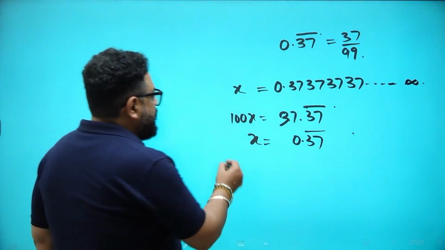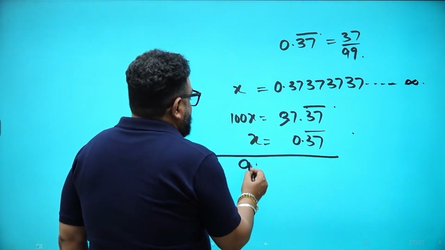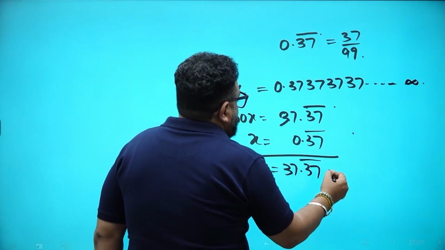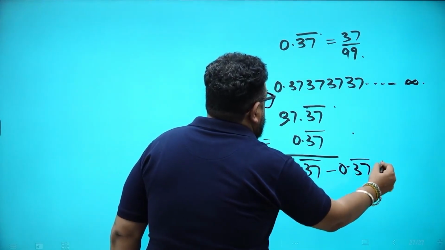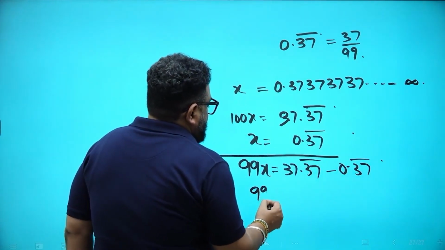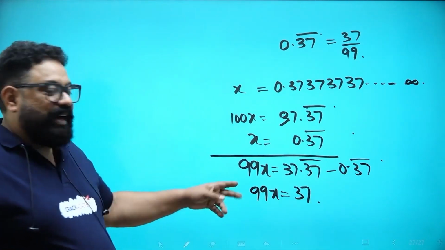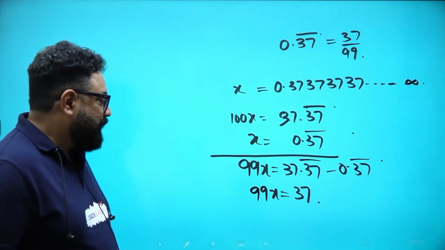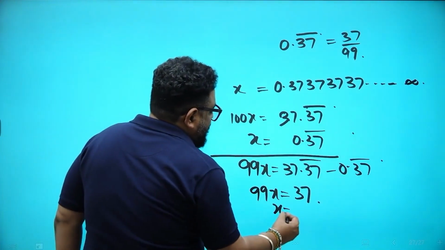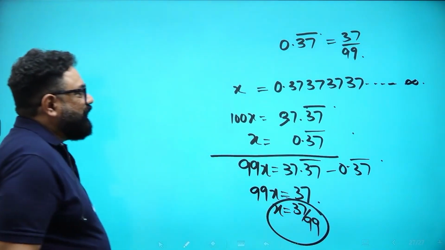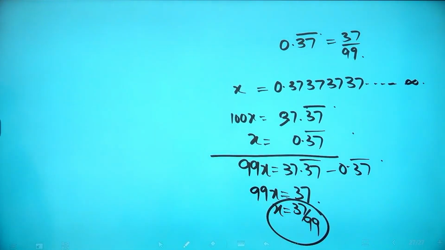If you subtract these two, 99 times x is 37.37 bar minus 0.37 bar. So 99 times x is equal to 37, because that bar portion gets cancelled out. So your x comes out to be 37 by 99. See how easily it can be sorted out. So this is a way with which we solve this problem.